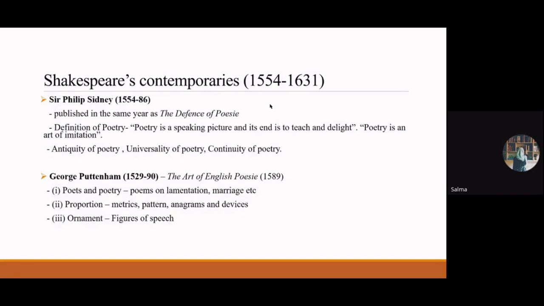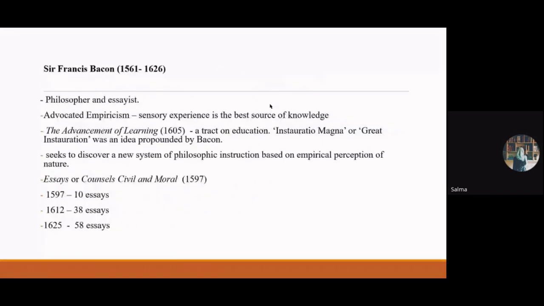Okay, moving to George Puttenham, who has written this work, The Art of English Poesy, where he talked about three things: poets and poetry, proportion, and ornament. In the section on poets and poetry, he talked about poets, lamentation, marriage, etc. When it comes to proportion, he talks about metrics, patterns, anagrams and devices used in poems. And when it comes to ornament, he talked about the figures of speech used in a poem. Then moving to the next slide.